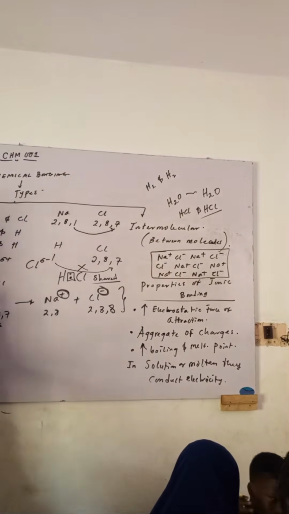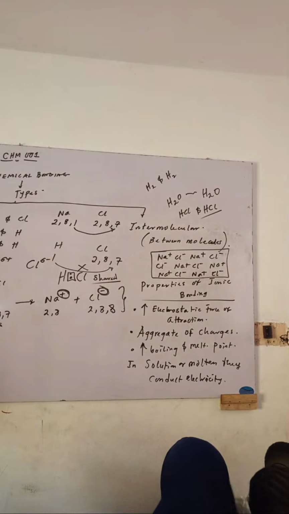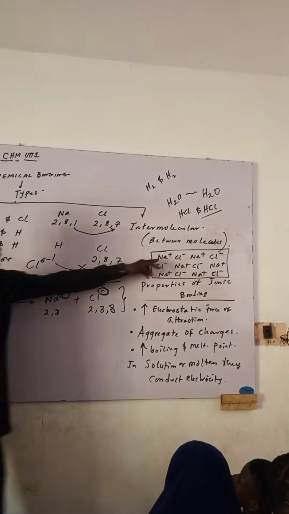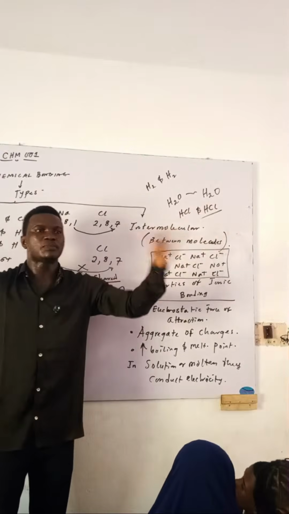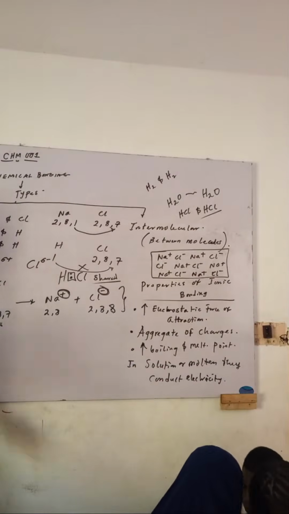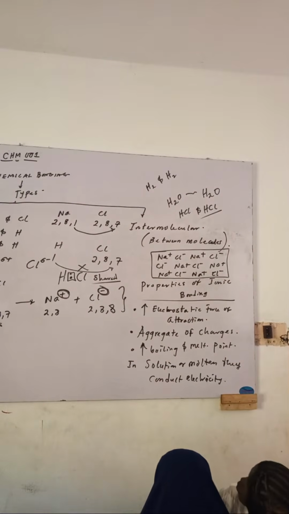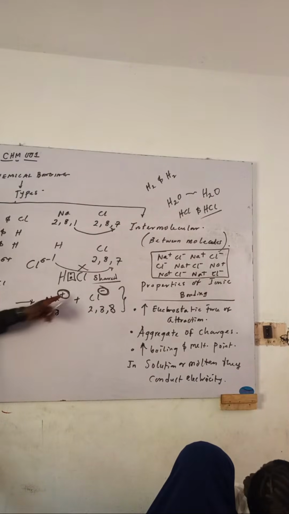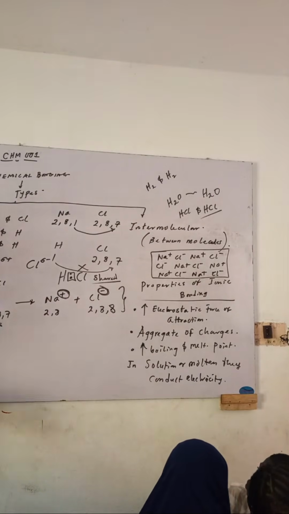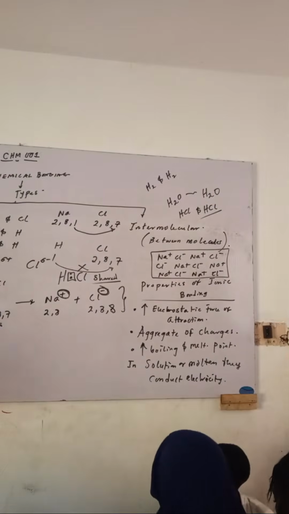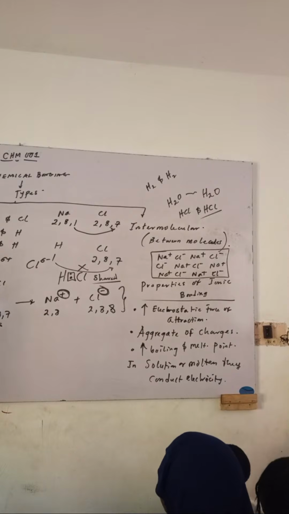So when they are in solution or in their molten states, they conduct electricity because the ions are free to move about. And we apply that when we get to electrolysis. In addition to that, what other property do they have? High polarity. So let's move on. You can think about several examples.